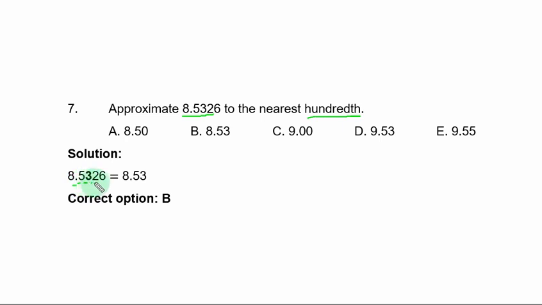If you look at the next number 2, you round it down to 0. If you add it to 3, you also have 3. So to the nearest hundredth, you have 8.53. The correct option is B.